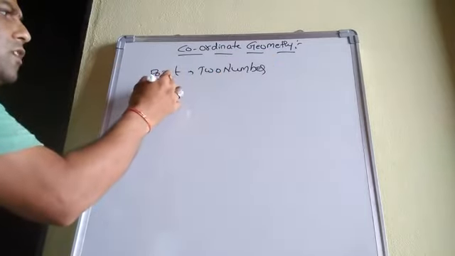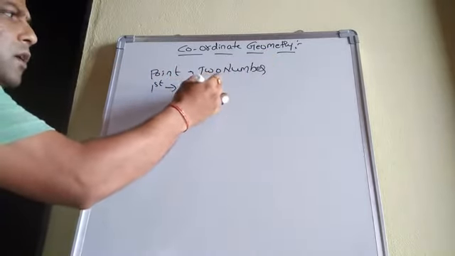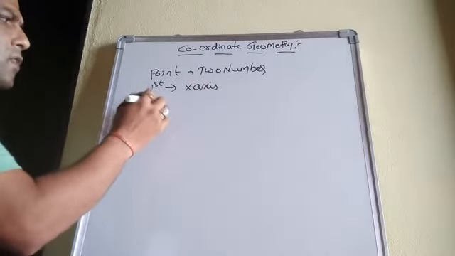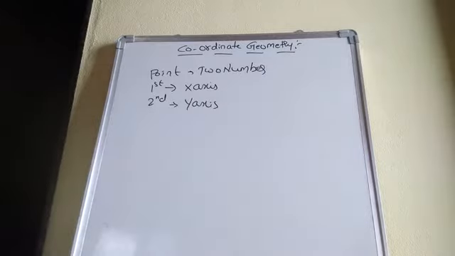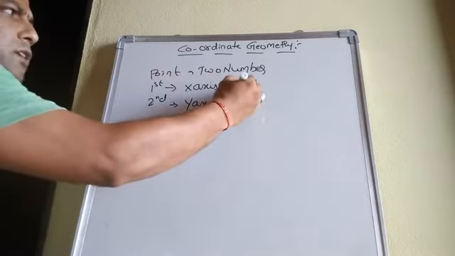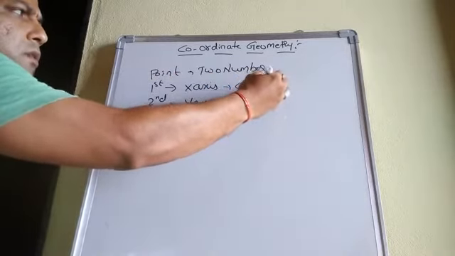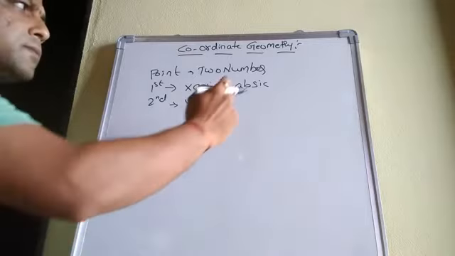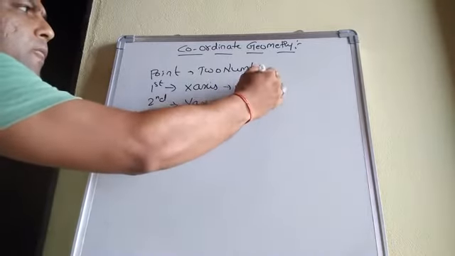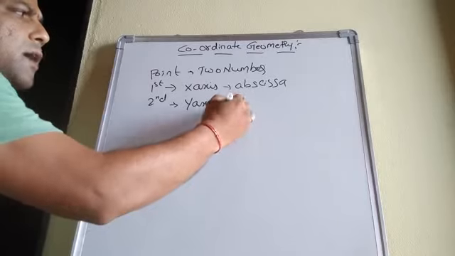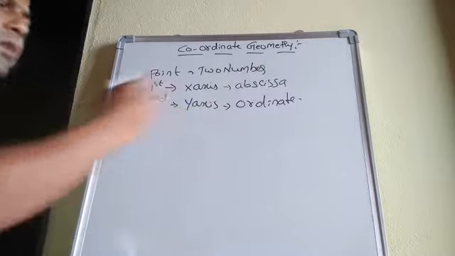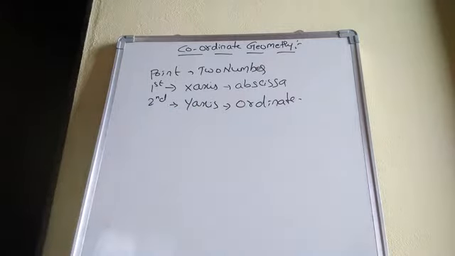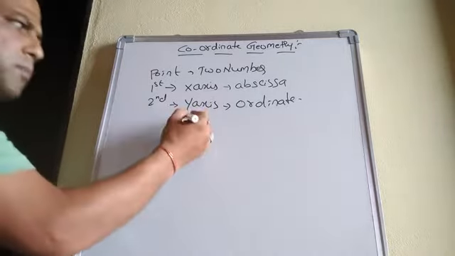So out of this, the first number is related to the x-axis, and the second number is related to the y-axis. The x-coordinate is also called the abscissa. And the y-coordinate is also called the ordinate.